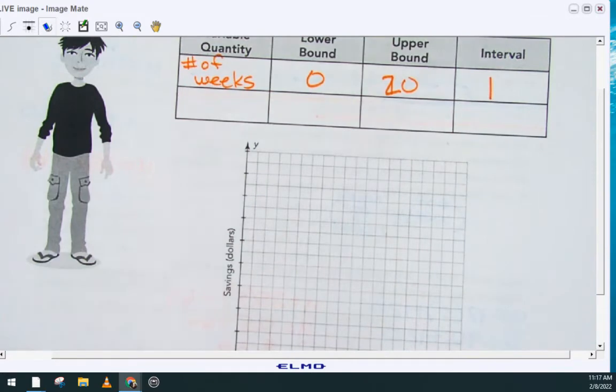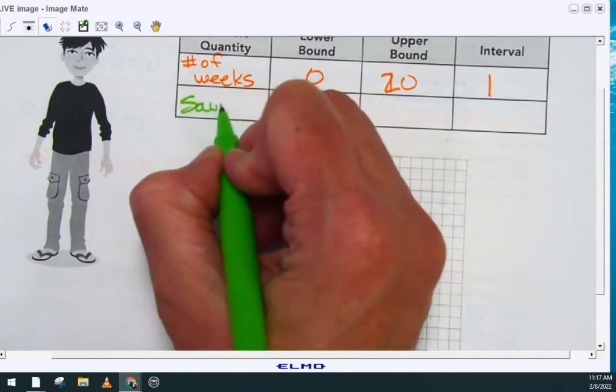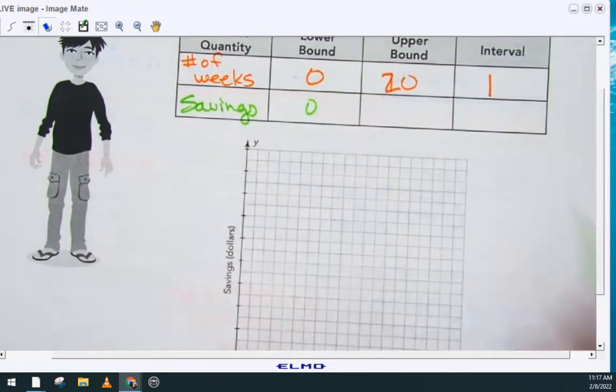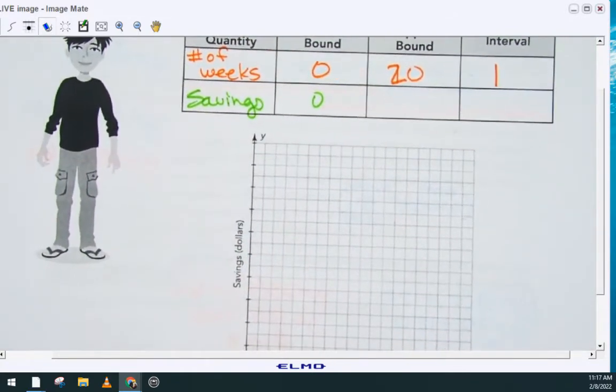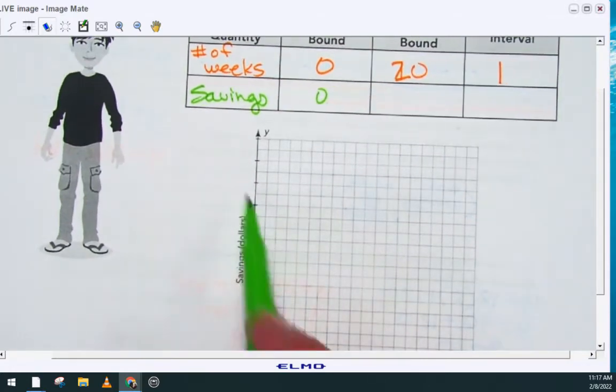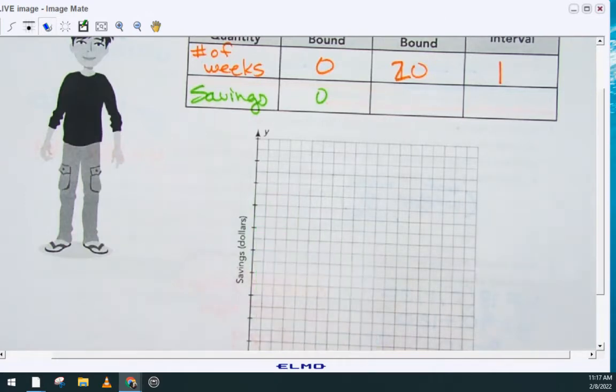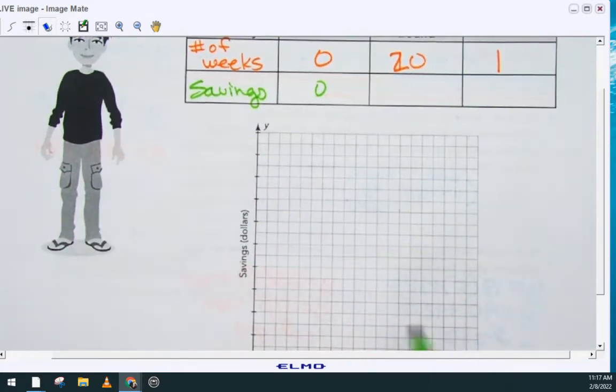Oh, I should be doing this in a different color. Sorry about that. Then this would be the savings. We're obviously going to start at 0. We have 20 of those. If I go up by 20s, that would get me to 400, but we need it to go a little higher than 400. So what if I go up by 30s?